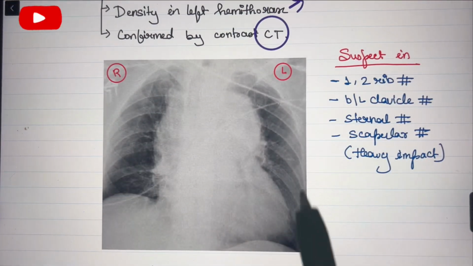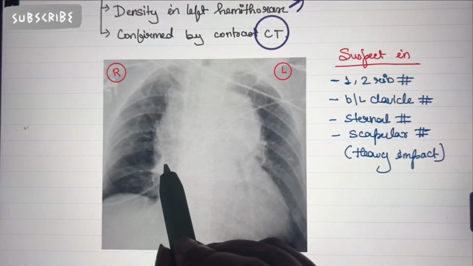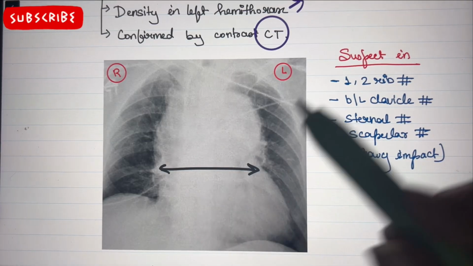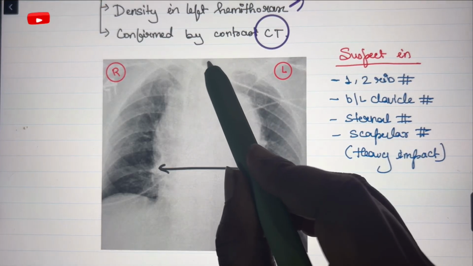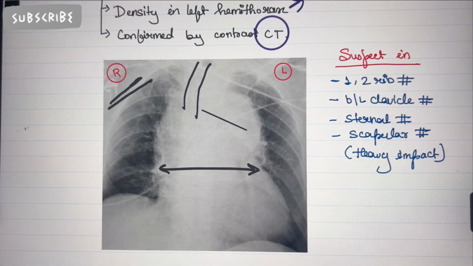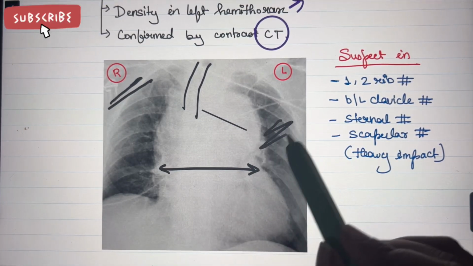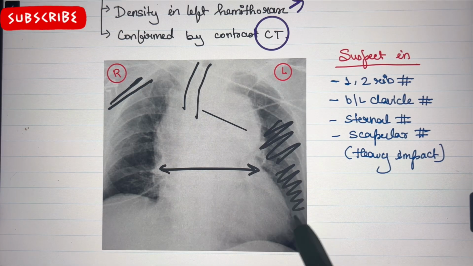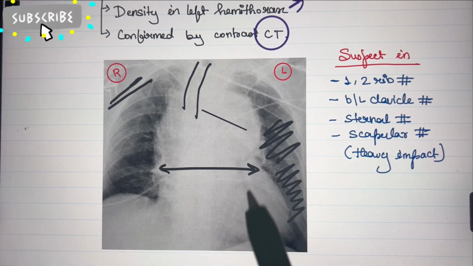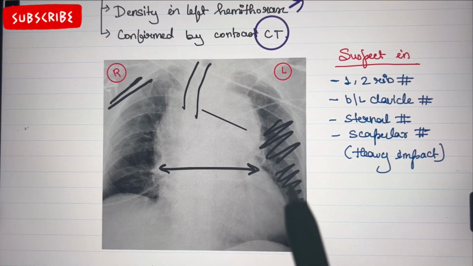Here we can see the x-ray. In the x-ray we can see this is the widened mediastinum. It is so wide. And if you observe here, this is the trachea, and the trachea is pushed towards the right side. And if there is huge bleeding, we can see collection of blood in the left side of the thorax. So this will be seen in cases of thoracic aortic disruption.